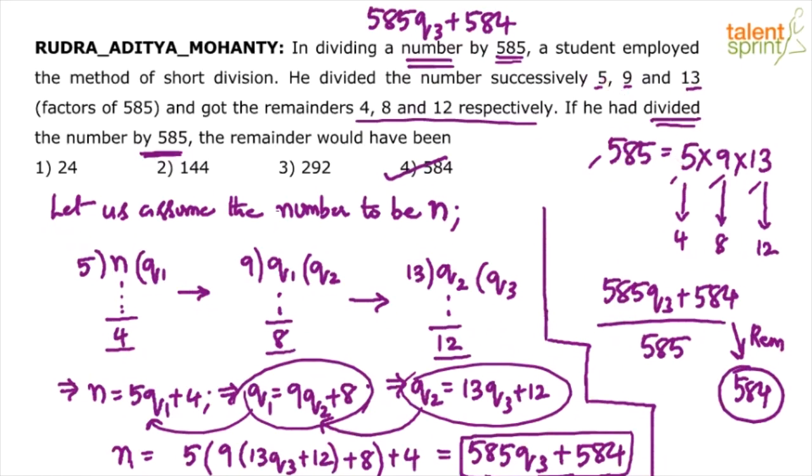Are you able to follow? If you observe closely, now that you have understood the whole process, I can talk about a technique. I don't want to give the technique directly. 5 minus 1 is 4. 9 minus 1 is 8. 13 minus 1 is 12. That is a smart way of answering it.